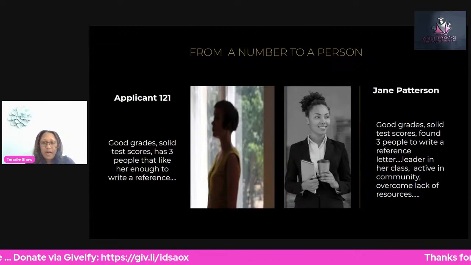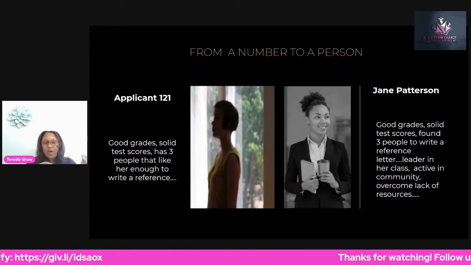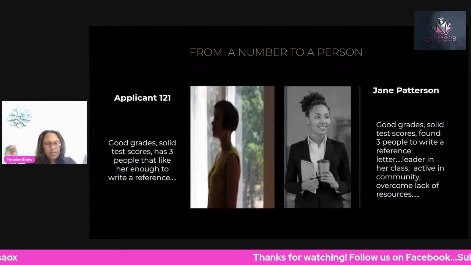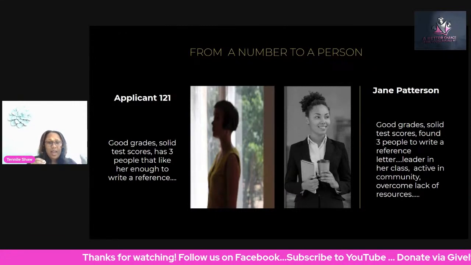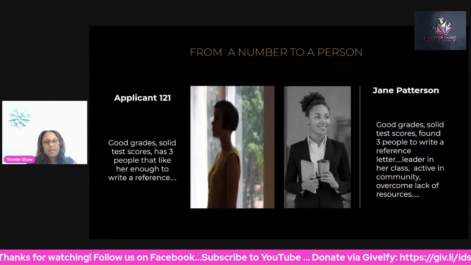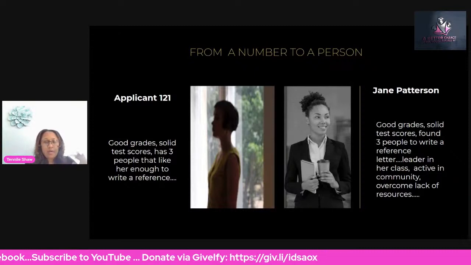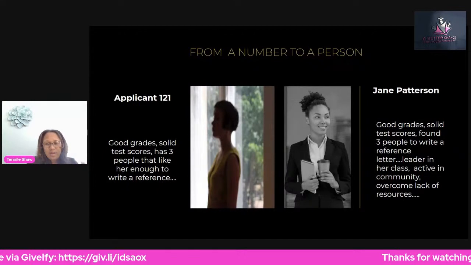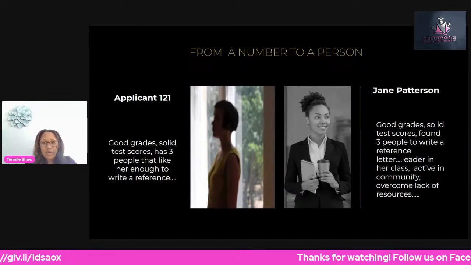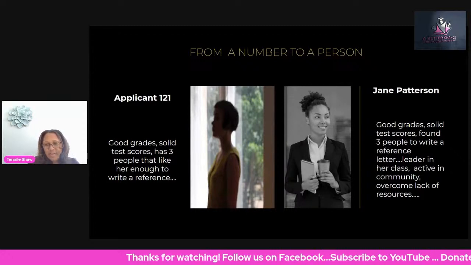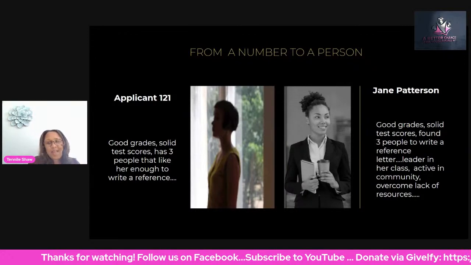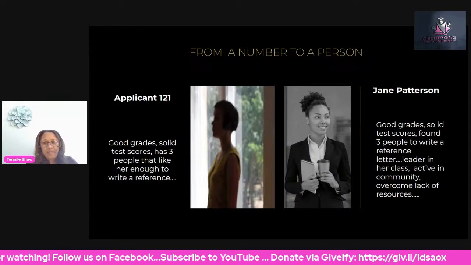Then you look on the right side. This applicant is no longer an applicant number XYZ. This person is a person because they have added, in addition to their good grades, their solid test scores, their reference letters, they've established themselves through their personal statement as being a leader in the class, as being active in the community, not just doing community service that was required, but they were active, and their presence in the community made a difference. And they've shown how they've overcome a lack of resources.